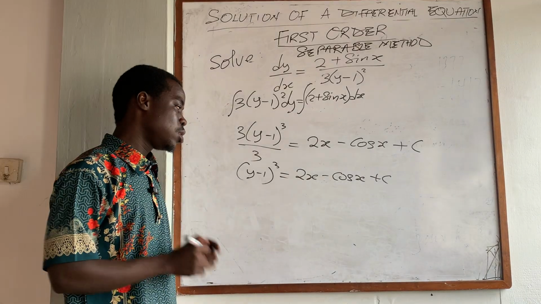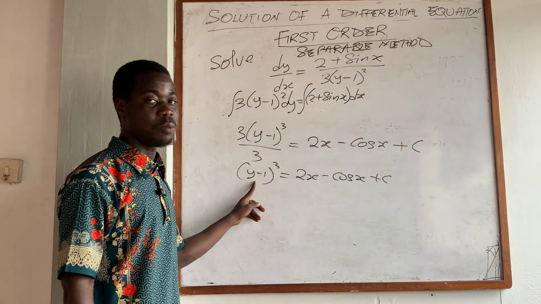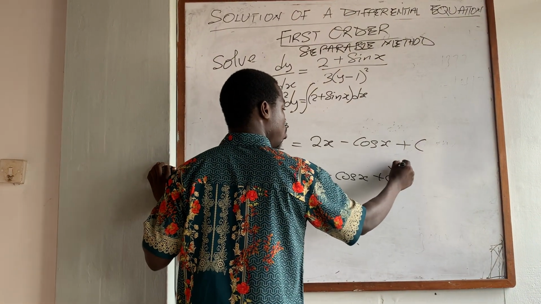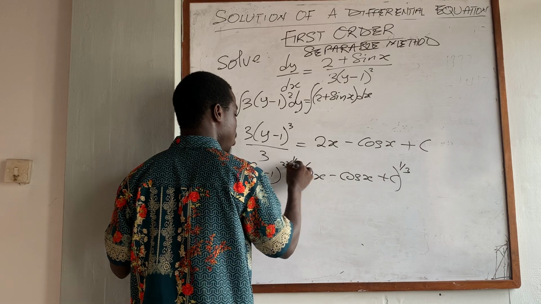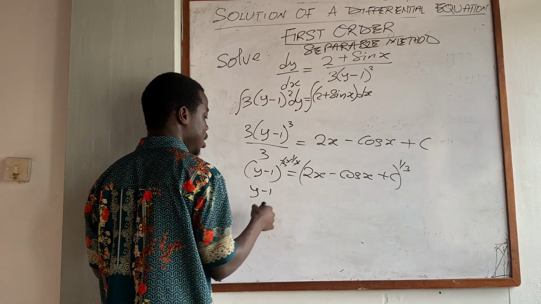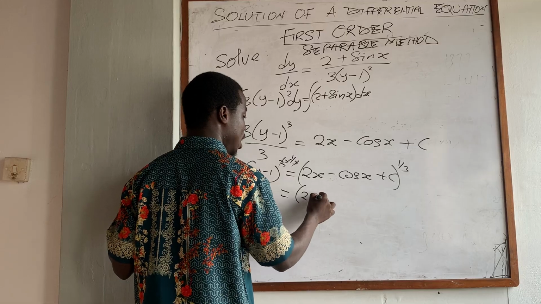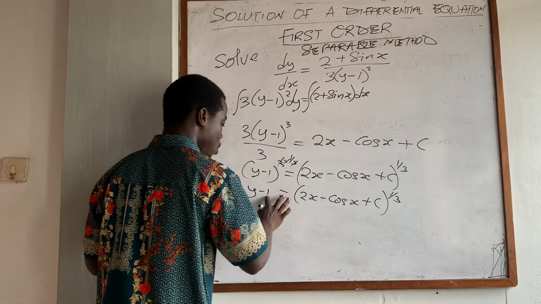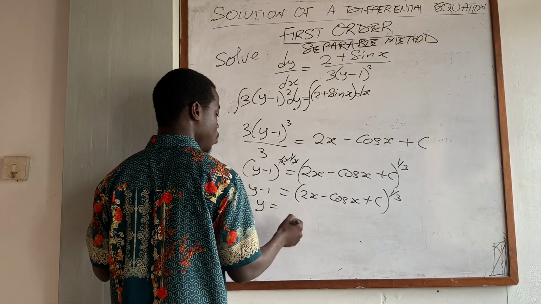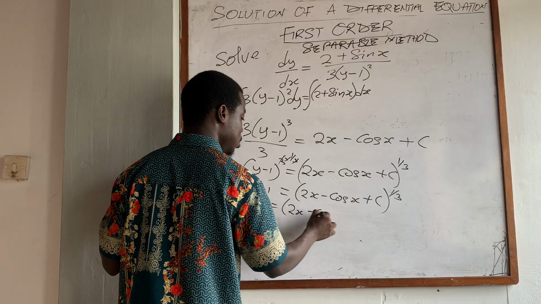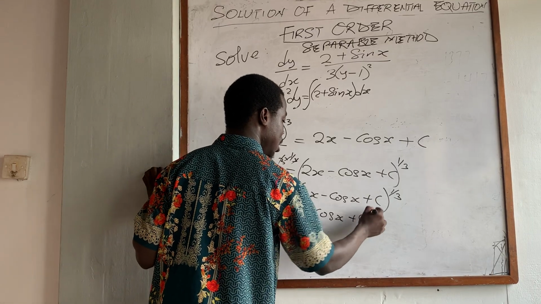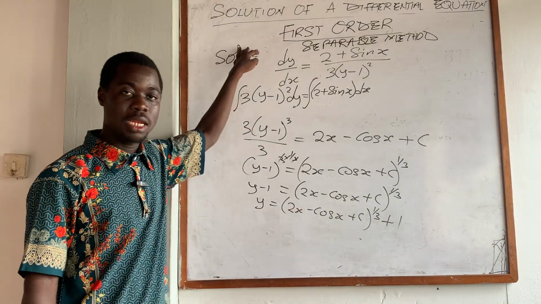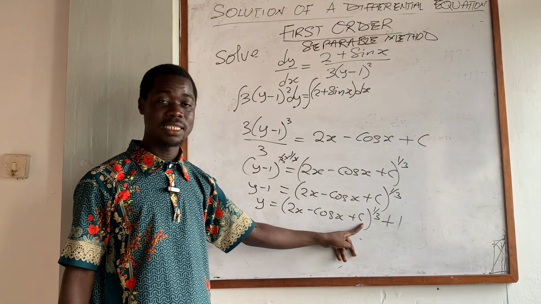So what I will do again is find y, because I can find y here. So I will find the cube root on both sides. So I will raise both sides to the power of 1 over 3, so this will cancel this. I'll get y minus 1 is equal to (2x minus cos x plus c) to the power of 1 over 3. So I will send this one to the other side and I'll get y is equal to (2x minus cos x plus c) to the power of 1 over 3, plus 1. So this is the solution they are talking about. This is the general solution because you can see that we have c in it.